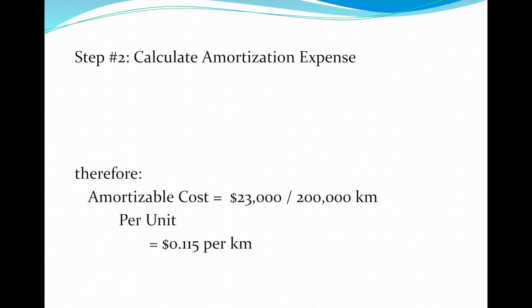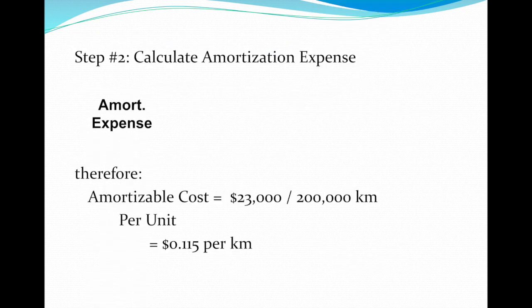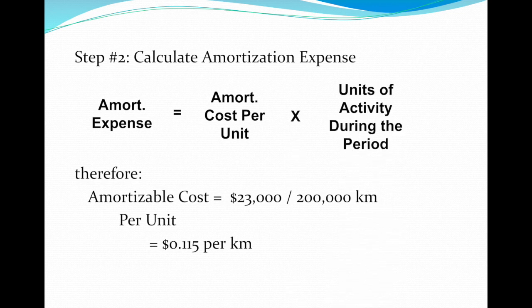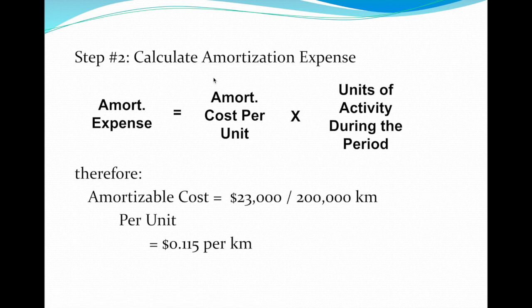Okay, so step one, we found the amortization cost per unit. Step 2 is calculate the amortization expense. The way we do that is we take our amortization cost per unit and multiply it by the units of activity during a period. Just to clarify, when I say amortization expense, I mean the amortization expense during a period, say a year. So there'll be an estimate of how many units of activity would be in a period.